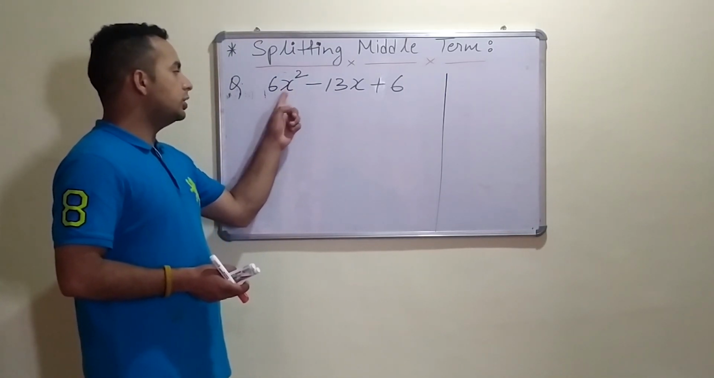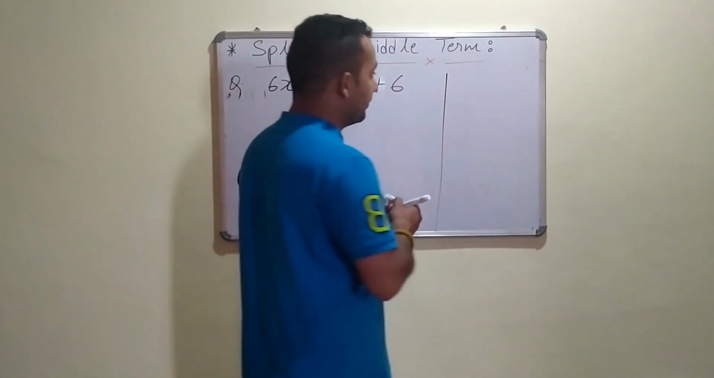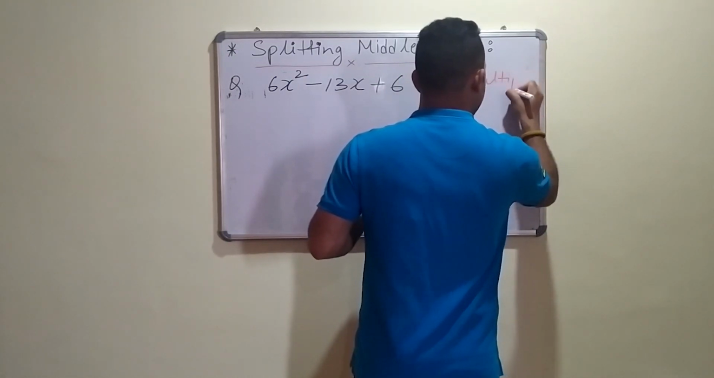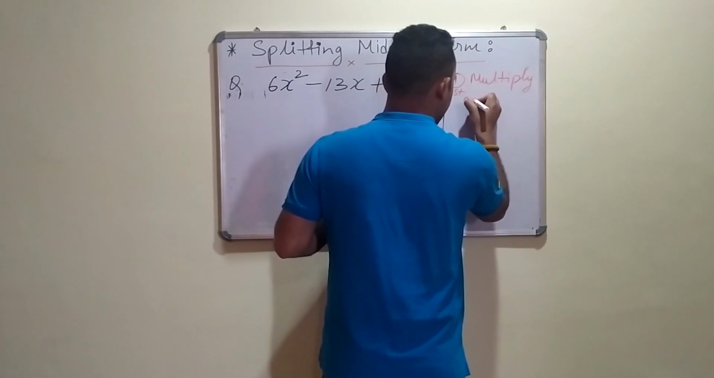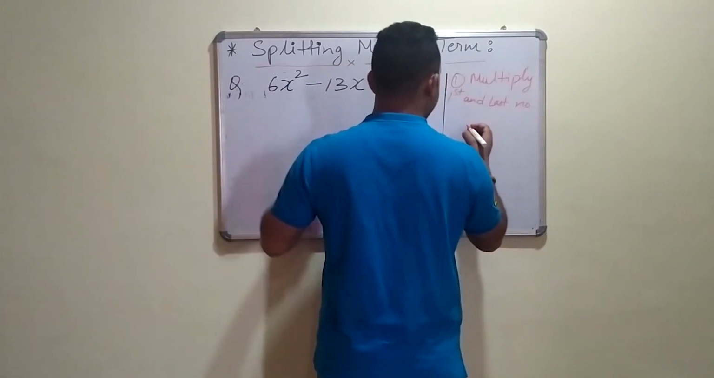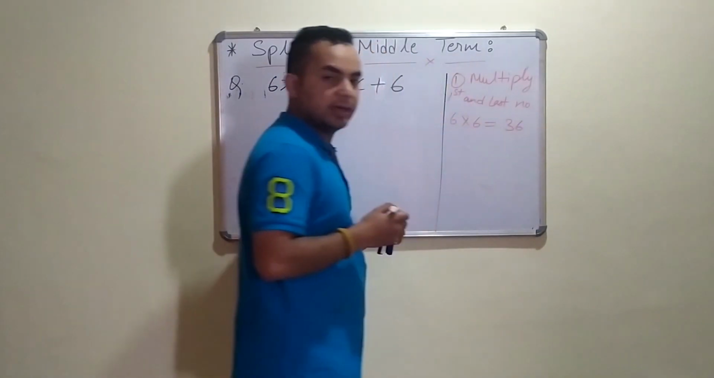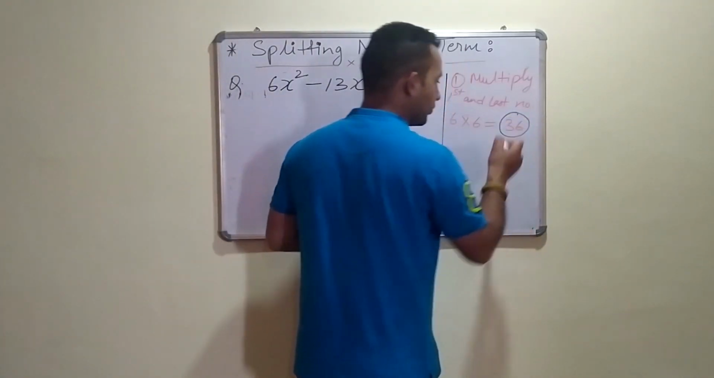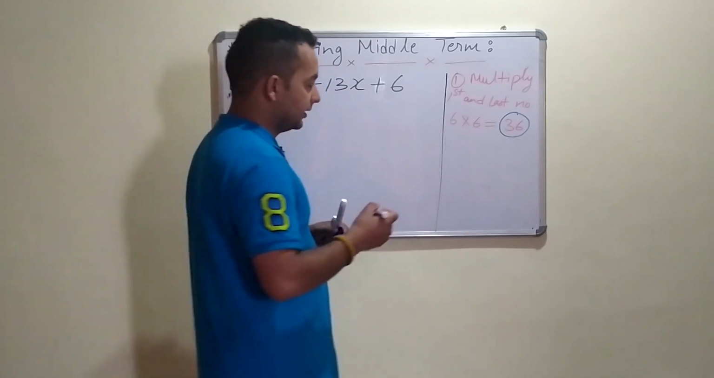And the variable x has coefficient 6, and the constant number is 6. So our first step is we are going to multiply the first and last number. The first number is 6, the last number is 6. So 6 times 6 is 36. So 36 is your product, and now you're going to find the factors of 36.